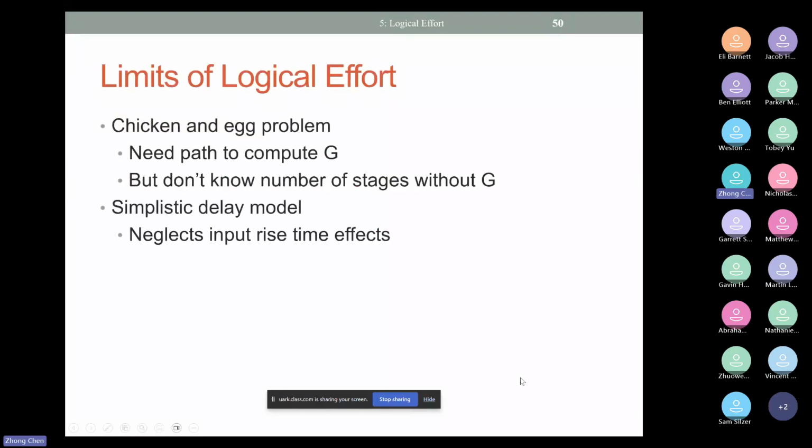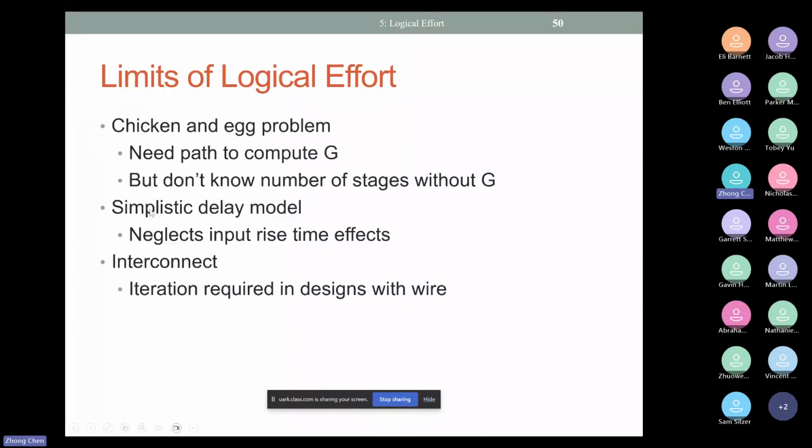So there are some limitations here. When we discuss this methodology, you probably feel that already: we make a lot of assumptions. It's a chicken and egg problem. Before we design a number of stages, I need to calculate the total F value, which means I need the G value to calculate F. But I don't have a number of stages, I don't have the path, and I don't know exactly the G value. That is one of the limitations of logical effort estimation. I assume the G value equal to 1 to do the estimation. So that is a chicken and egg problem.